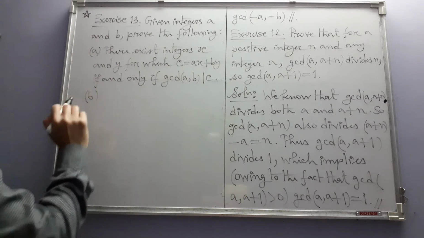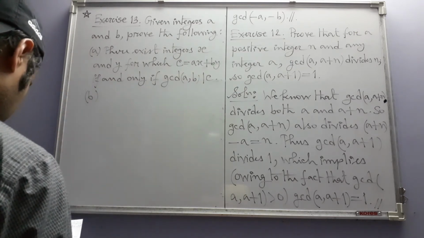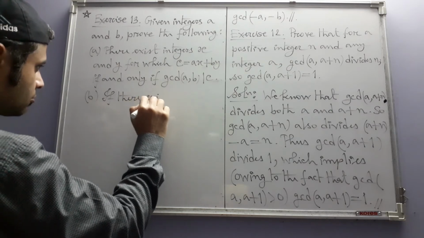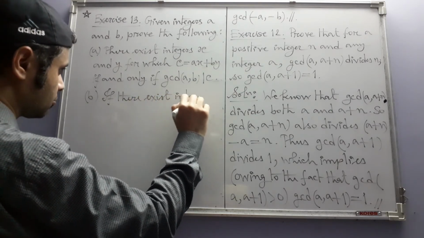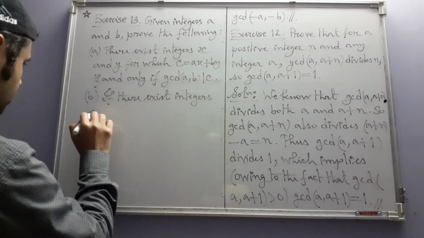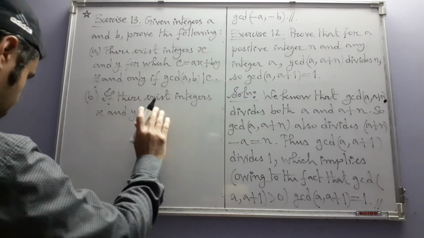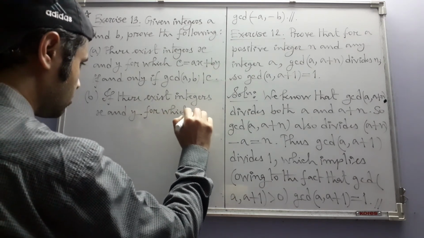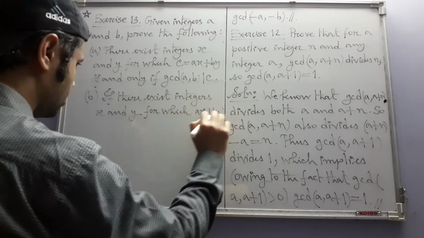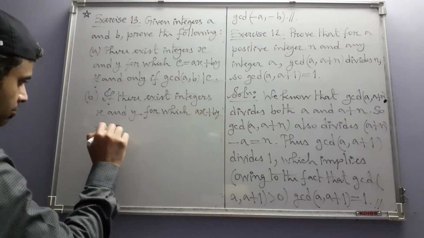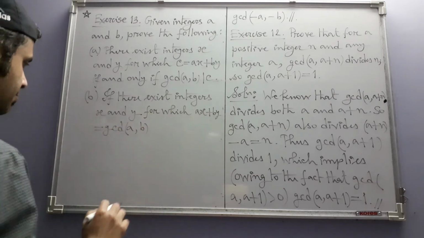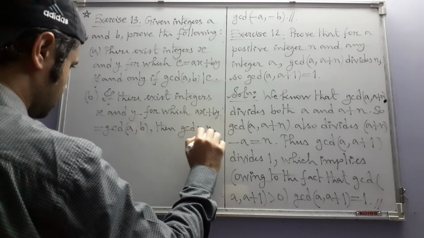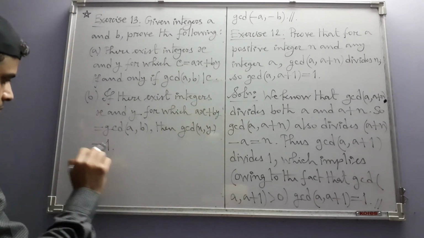That is part A. And part B, if there exist integers x and y for which ax plus by is equal to the GCD of a and b itself, then the GCD of x and y is equal to 1.